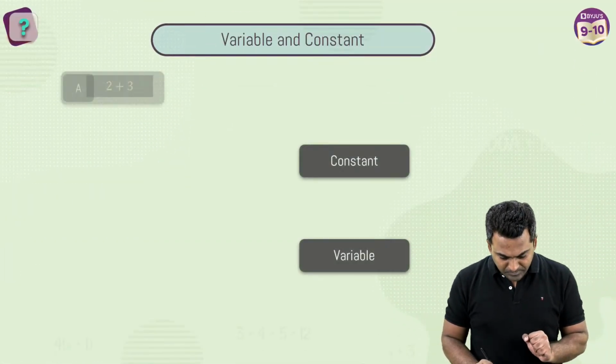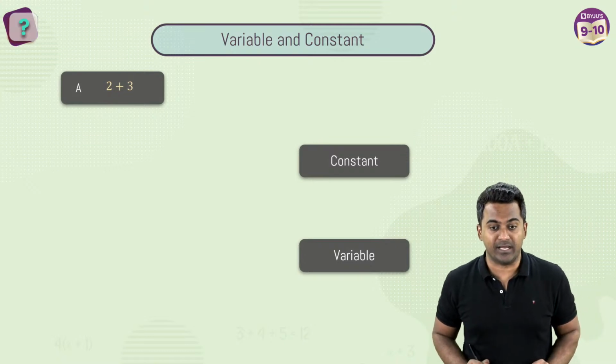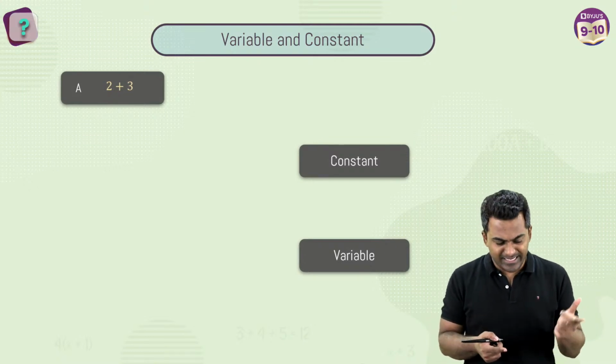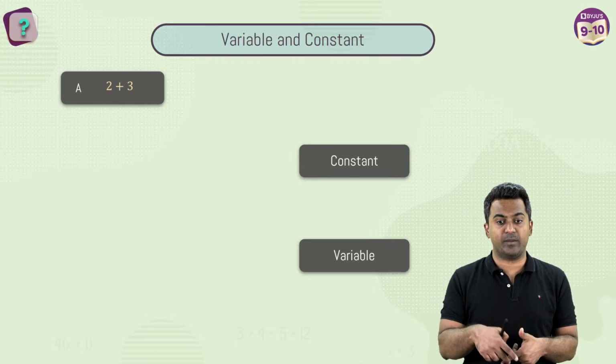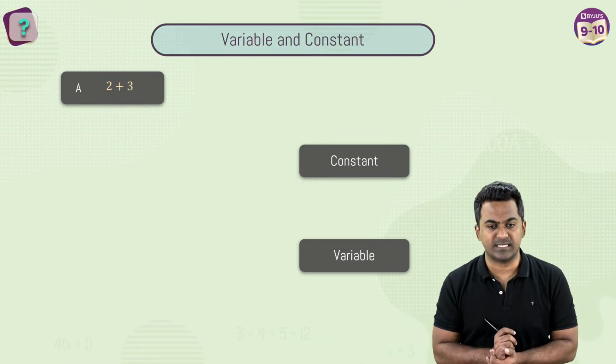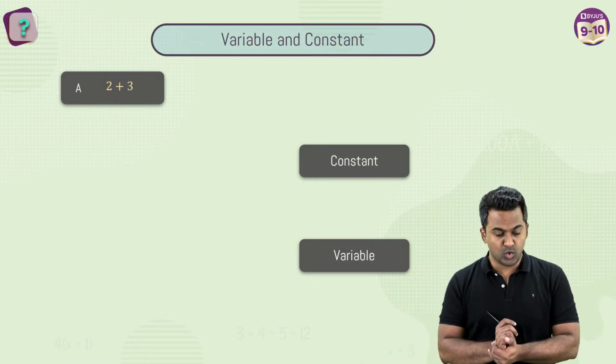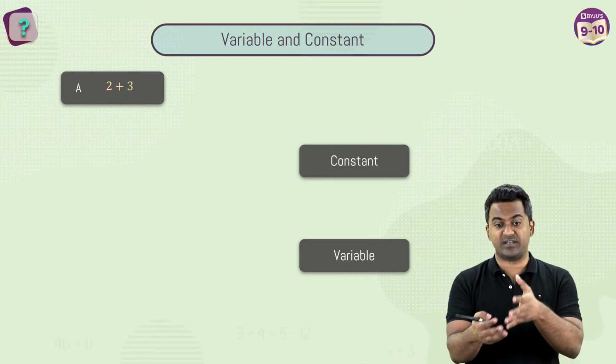Next thing. Now you have to tell me. Now this is an activity. Now that you've understood it, tell me 2 plus 3, is it a constant or a variable? Come on, type your answers in the comments box. 2 plus 3, is it a constant or is it a variable?